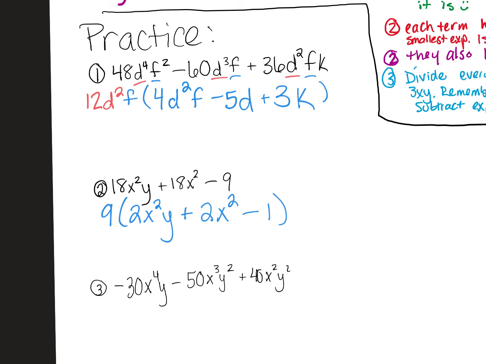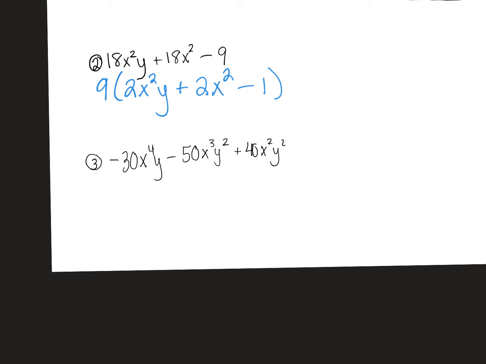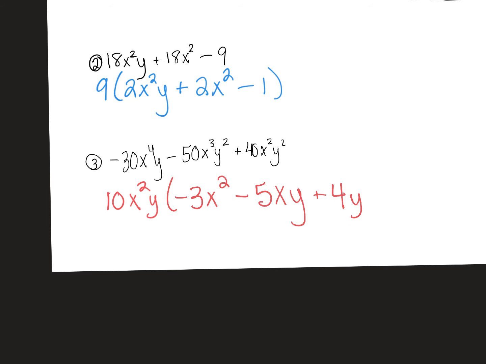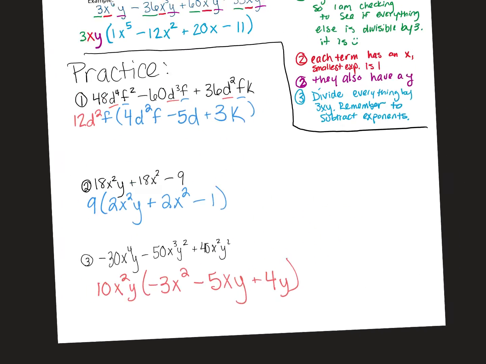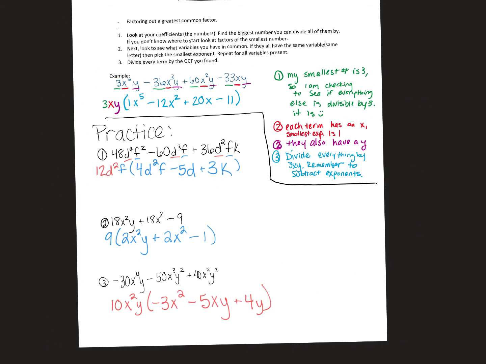Okay, and then moving on to number 3. So we can take out a 10, right? Because 30, 40, and 50 are all divisible by 10. We can take out an x squared and a y, right? Again, we're looking at our smallest exponents for x and y. So then you get negative 3x squared minus 5xy plus 4y is your final answer. Remember, when you're dividing, you subtract your exponents. Okay? So let's move on to our next page.